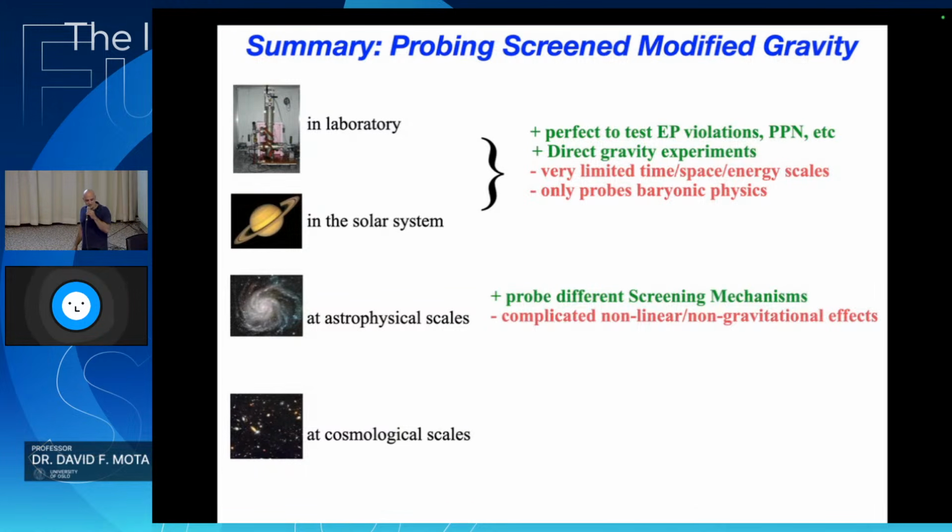Astrophysical scales are really important, and for me, the most promising way of probing screening mechanisms. The problem is that the physics is very complicated. It's nonlinear gravity, and we have lots of baryonic effects. It's very complicated to disentangle nonlinear structure formation from all the baryonic physics in there. But they fit the range of the phi force, which is megaparsec. Yeah, so that's the galaxy cluster.